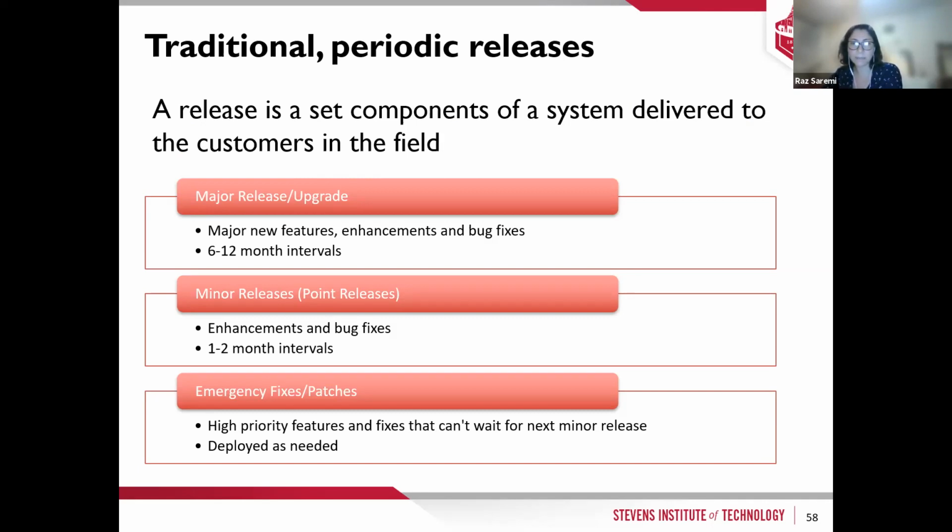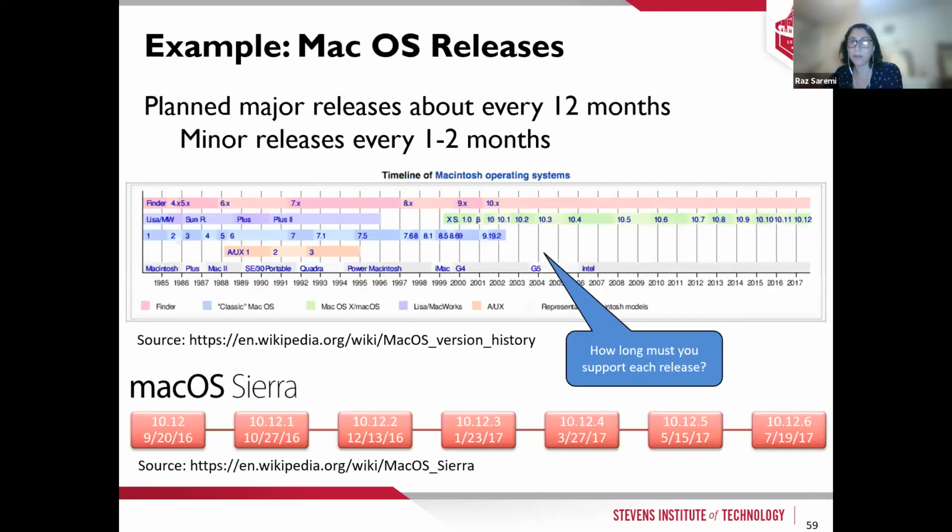This was an example of Mac OS releases between 1985 and 2017. As you see, different projects take different times. The Finder was there the entire time. But classic OS started from 84, and then somewhere around 2002, it stopped at version 9.2.